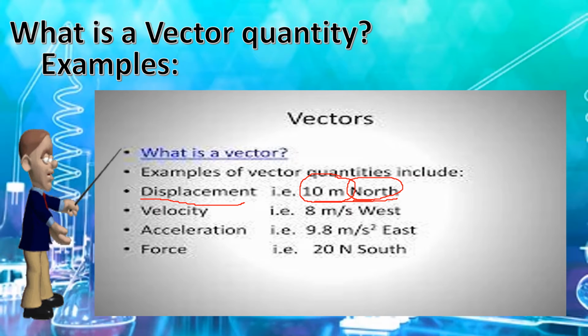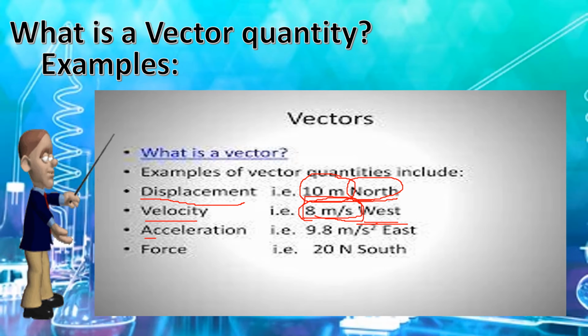So it is a vector quantity. Because it is a vector quantity, it has size or magnitude and direction. So 10 meters here is the size and north here is the direction. Another example is your velocity. Velocity is 8 meters per second west. So 8 meters per second here is the size or the magnitude, and west here is the direction.